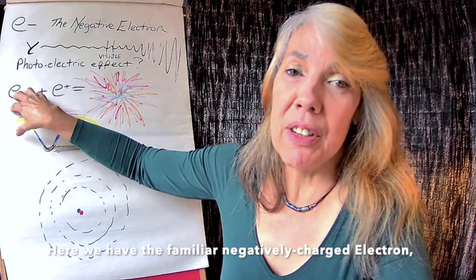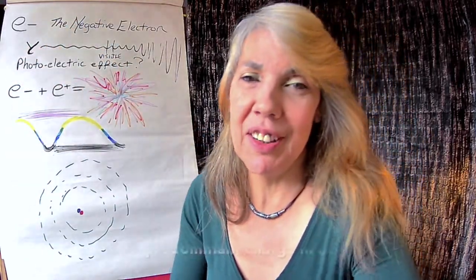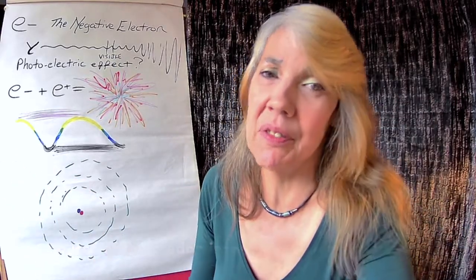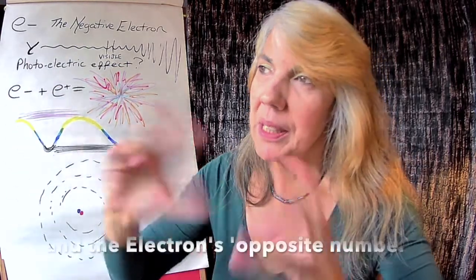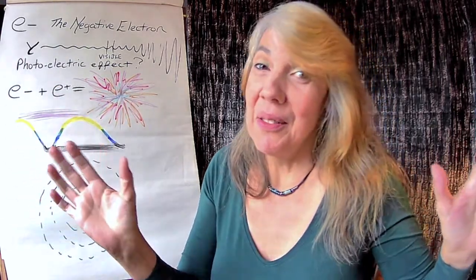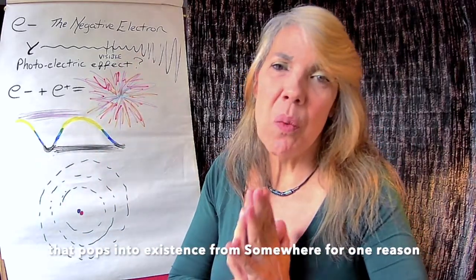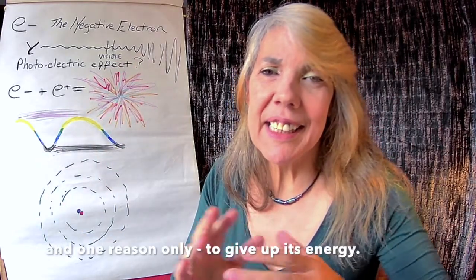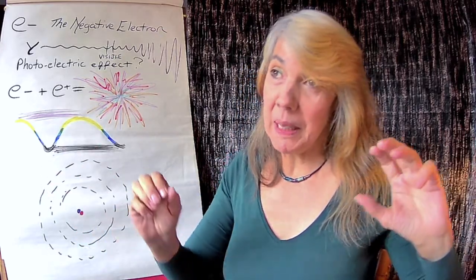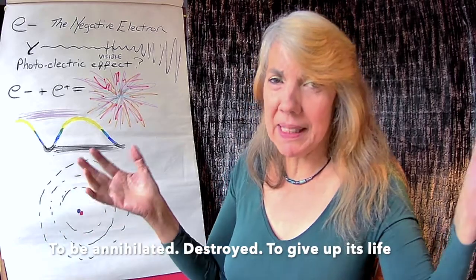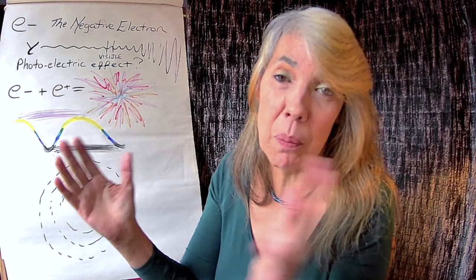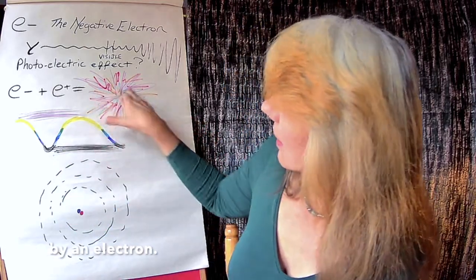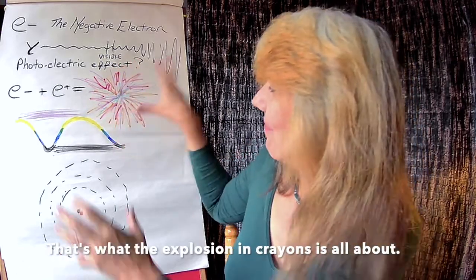So here's the familiar electron that is negatively charged, and therefore the predominant charge in our universe, as I've just explained. And the positron, its opposite number, comes into existence from somewhere else that nobody really knows quite, pops into existence for one reason and one reason only, and that is to give up its energy, to be annihilated, destroyed. It gives up its life, in other words, to come into this universe and be annihilated by an electron. So that's this little diagram here of explosive natures, annihilation.